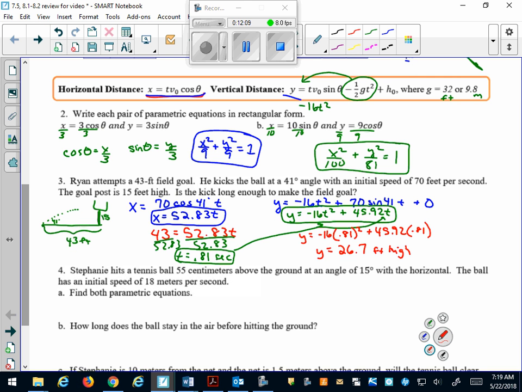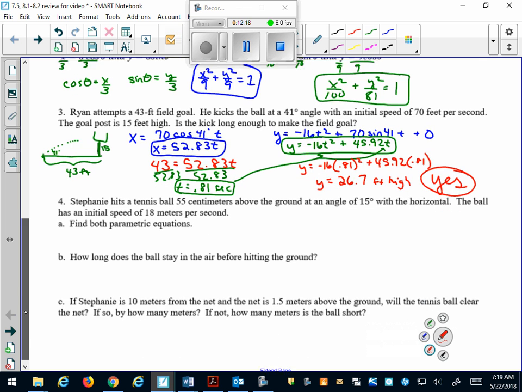So does he make it? As long as it was a straight kick, it's high enough to go through the goalposts, because the goalposts are only 15 feet high. So yes, he makes it.